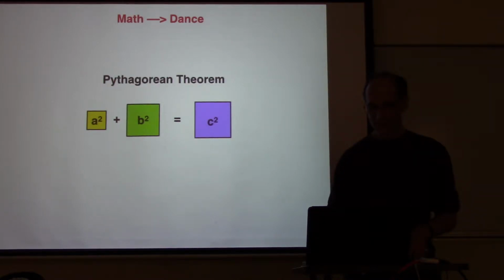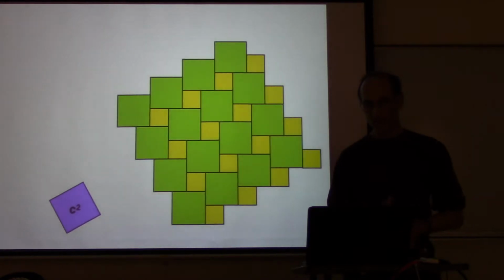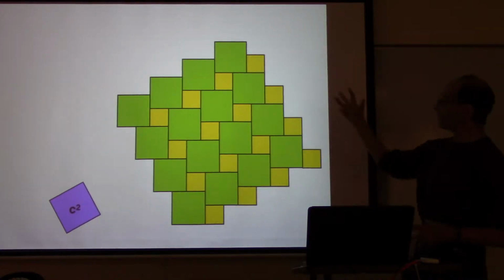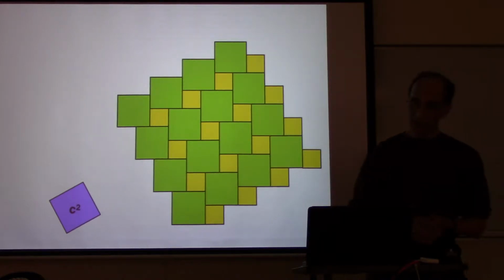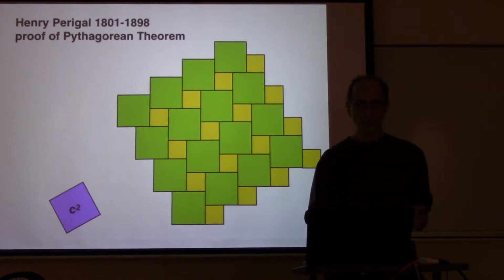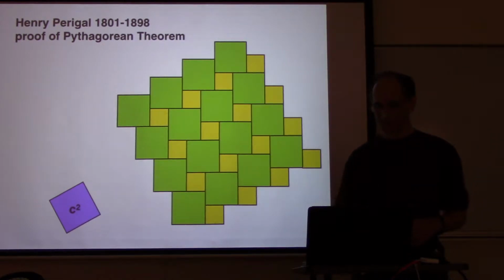Well, there's the Pythagorean theorem. If you place them on the sides of a right triangle, you see that's really what we're dealing with. If you take the two smaller squares and create a tessellation, then you can create a proof. It's called Perigal's proof from the 1800s, which is based on this tessellation.